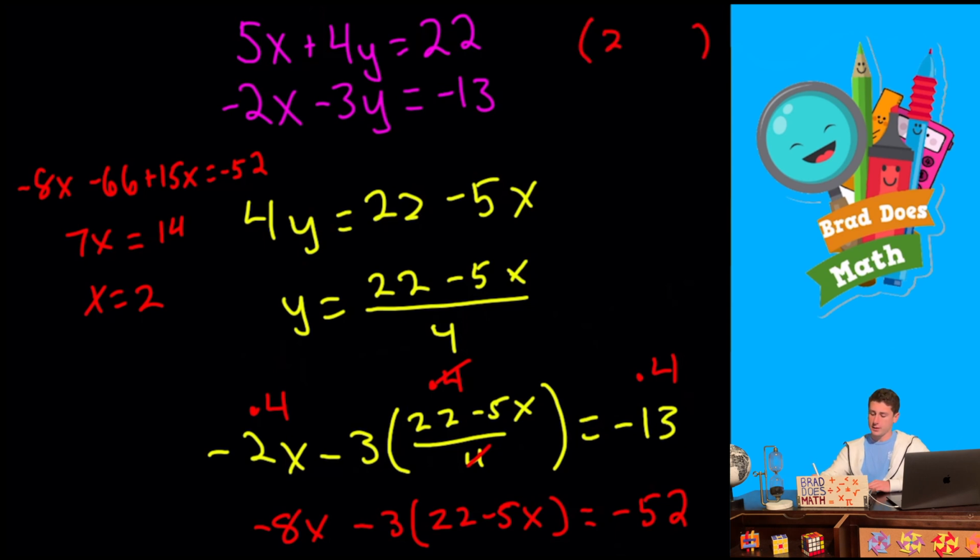I really like getting rid of fractions. That's why I multiplied everything by 4, just to get rid of that 4, and it made it much easier. That way you're not dealing with fractions the whole time.